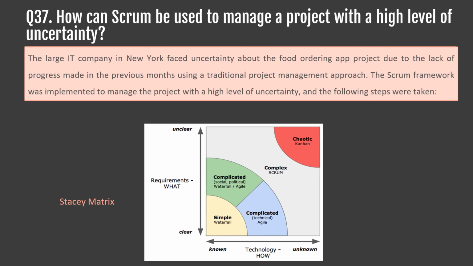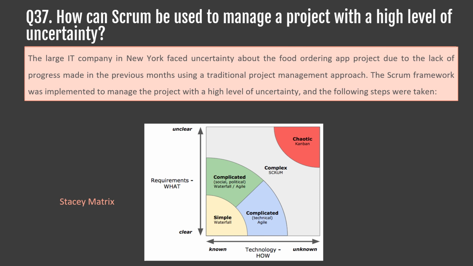Question number 37. How can Scrum be used to manage a project with a high level of uncertainty? The large IT company in New York faced uncertainty about the food ordering app project due to lack of progress made in the previous few months using a traditional project management approach. The Scrum framework was implemented to manage the project with a high level of uncertainty, and the following steps were taken.